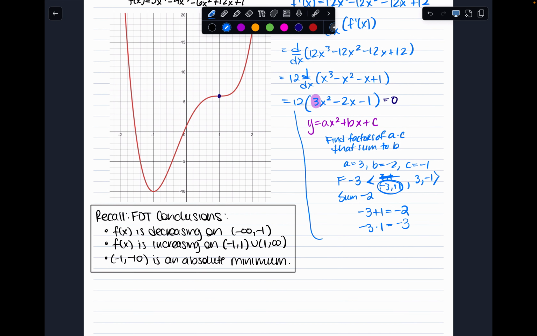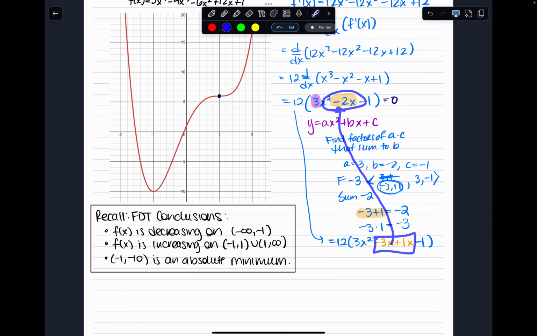So to factor this, we will expand the middle term using those factors. This is 3x squared minus 3x plus 1x minus 1. And notice that -3 plus 1 equals that -2. All I'm doing is collapsing it out.